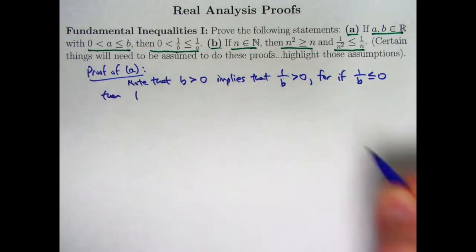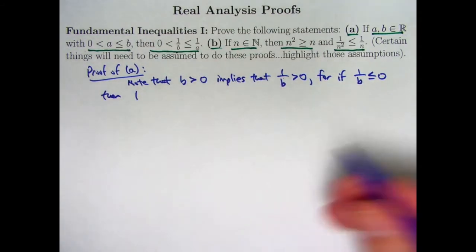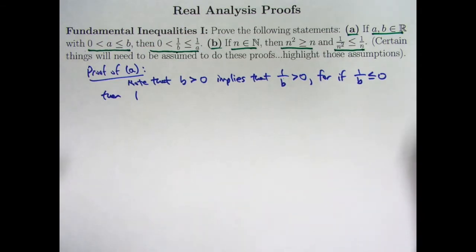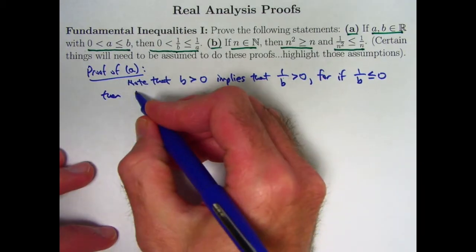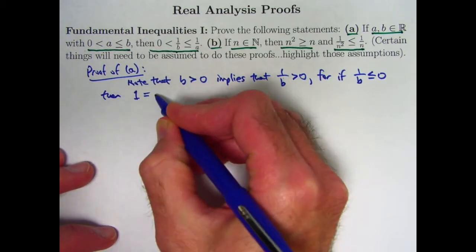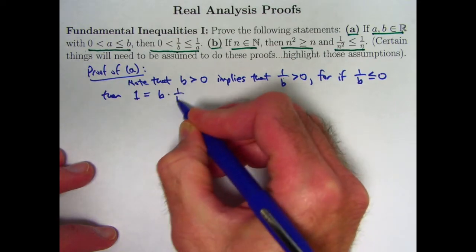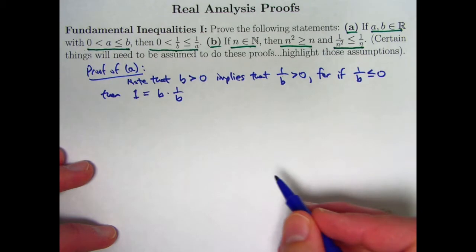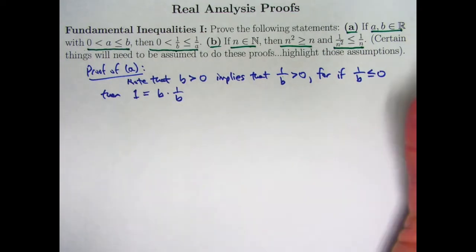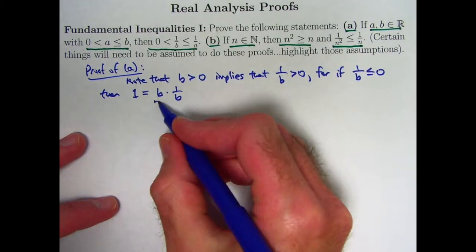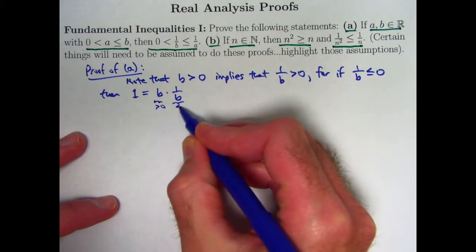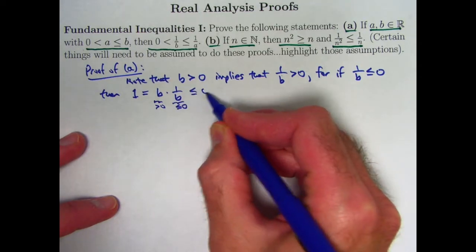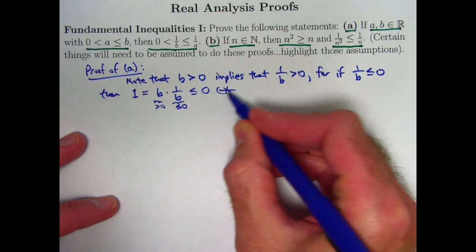then, here's a little trick. How do we get B and 1 over B to be related to each other? They are related to each other. They are reciprocals of each other, multiplicative inverses. When you multiply them, you get 1. The number 1 is B times 1 over B. If B is positive and 1 over B is non-positive, this product is non-positive as well. This is greater than 0. This is less than or equal to 0. This would be less than or equal to 0, and that would be a contradiction.